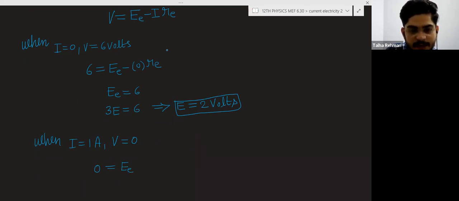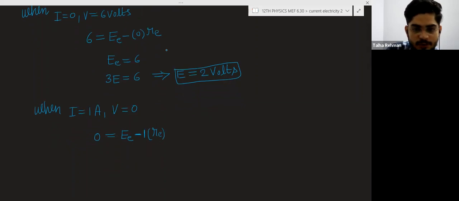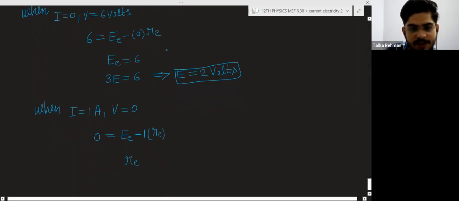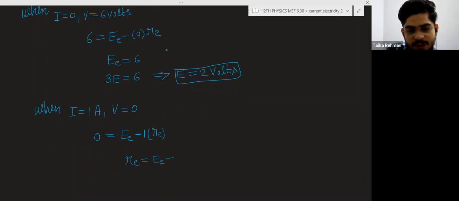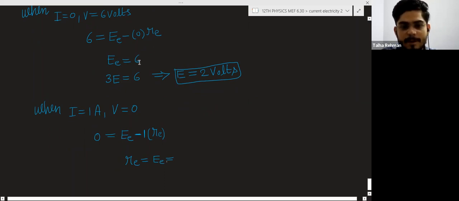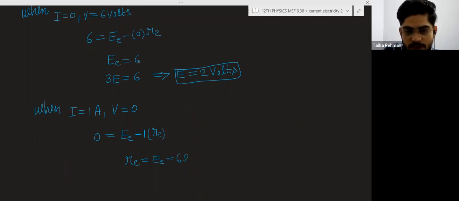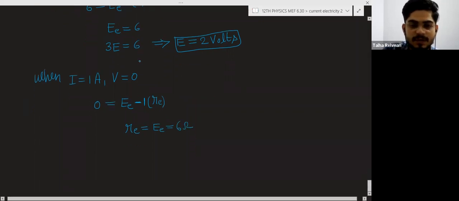Okay. And we have current now. What is the value of current? You will put 1 as a current, and you have to find this R equivalent. So now from this equation you will get R equivalent is equal to E equivalent, and what is the value of E equivalent? E equivalent is equal to 6 now. So 6 ohm you will get the R equivalent.